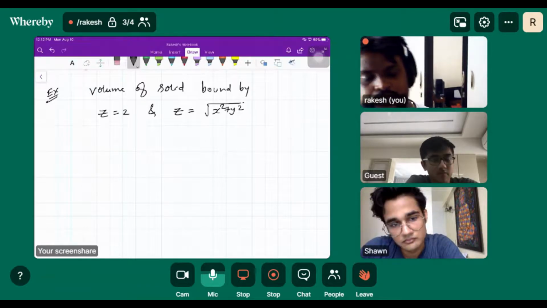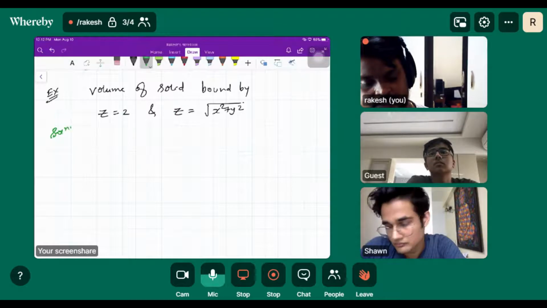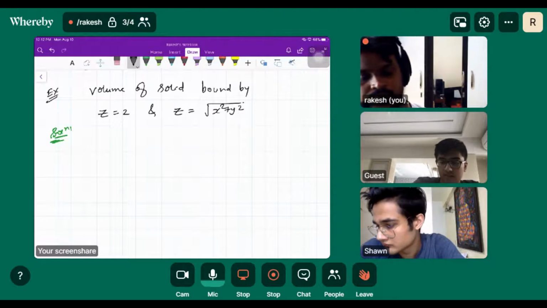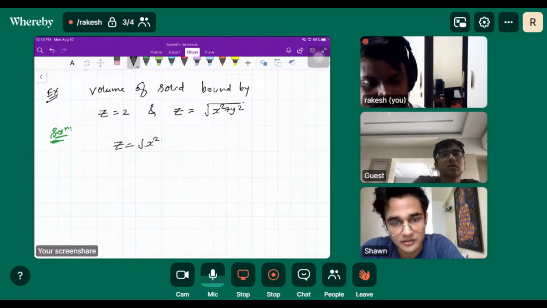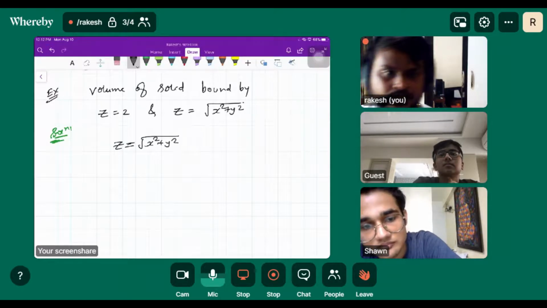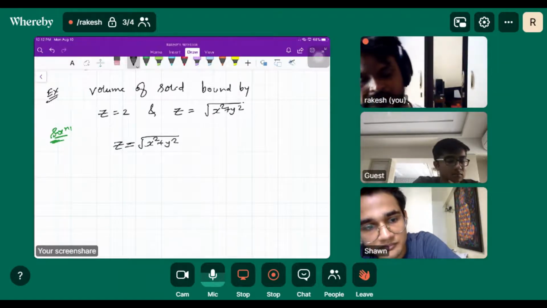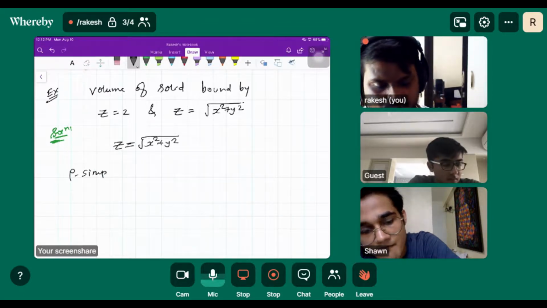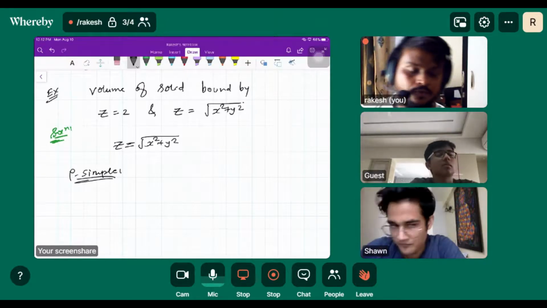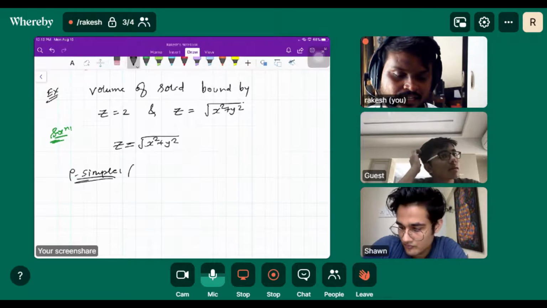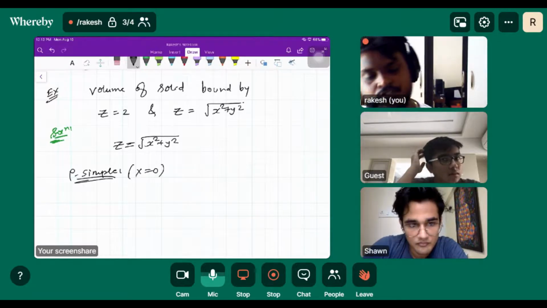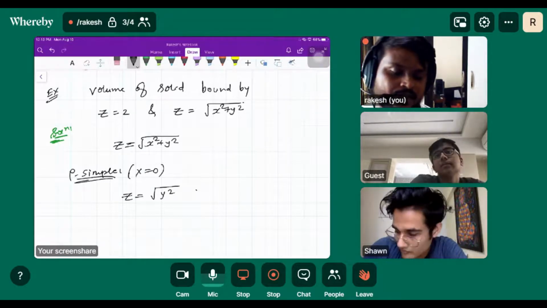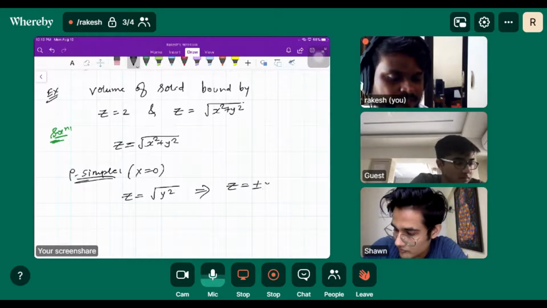What is z is equal to root x square plus y square? It's a cone. Yeah, we just saw it in the previous question. So to find out rho simple, that's the first job we have to do for the triple integration, right? For rho simple, we set x is equal to 0. So if you set x is equal to 0, z is equal to root y square. We know that this is z is equal to plus minus y, isn't it?